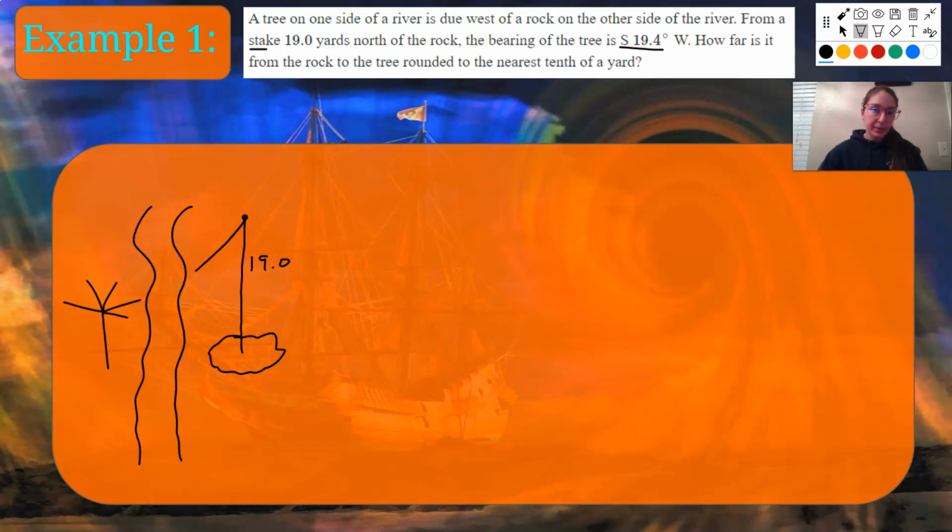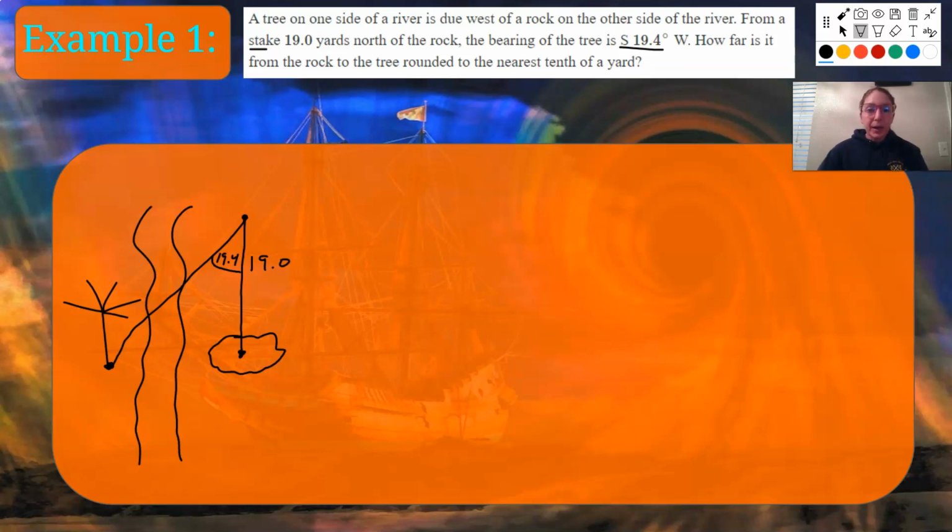So what that means is this line from the stake to the tree, I'm just going to put little ending points on everything. This line from the stake to the tree is 19.4 degrees, has an opening, right? South 19.4 west. Okay, remember, think of that grid that we had in our mind from the last slide.